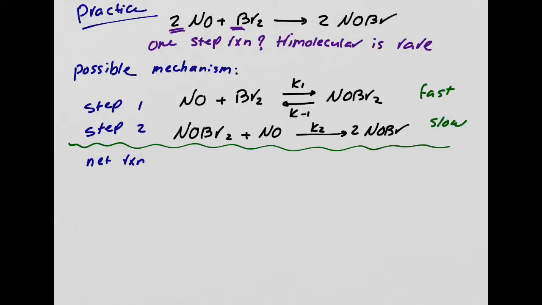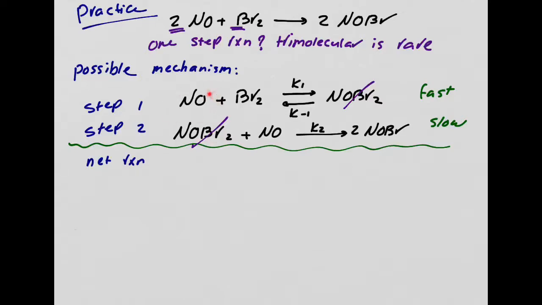When we do that, we cross out the one that gets cancelled out. Which ones will get cancelled out? They have to look exactly the same on both sides. It would be NOBr2. You see it? They look exactly the same on both sides, so we can cross it out. Anything else we can cross out? What do you think? Not really. Okay. So now I'm going to add up these 2 reactions to write the net reaction.